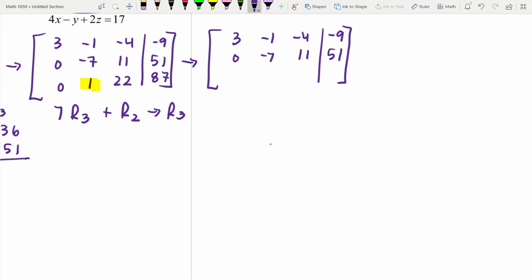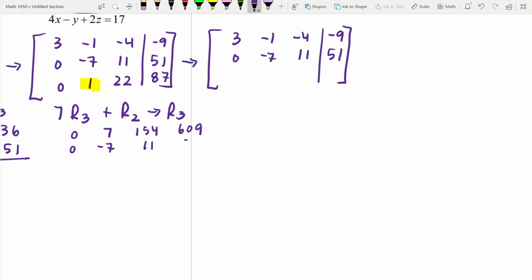Row 2 doesn't change. Distribute a 7 across the bottom and you get 0, 7. 22 times 7 is 154. 87 times 7 is 609. I know, I would be starting to get a little concerned at this point. I'd be like, these numbers are huge. Am I messing up? You're going to realize in a second that we're doing it perfectly fine.